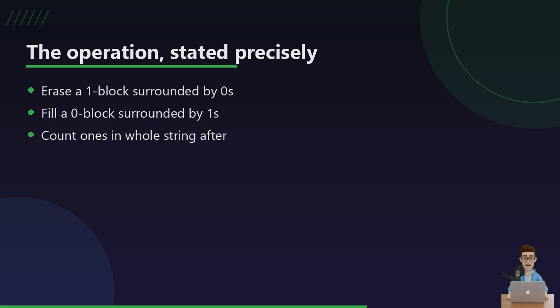Erasing a one run, then flooding, costs and refunds the same ones, so every trade's net effect is purely the zero-gap merge. That's why we optimize gain in isolation and never recount ones per query.